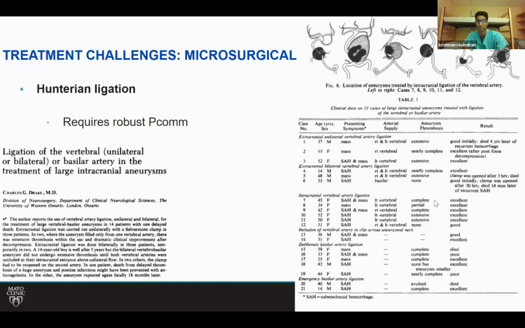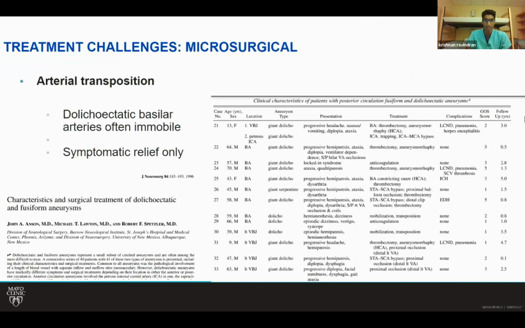His results, this is his table 1 here, were on a total of 21 cases. He also included some more pure fusiform aneurysms in his series. His results from the technical standpoint were good. Unfortunately, it was difficult, even in his hands, to beat the natural history of these formidable lesions.